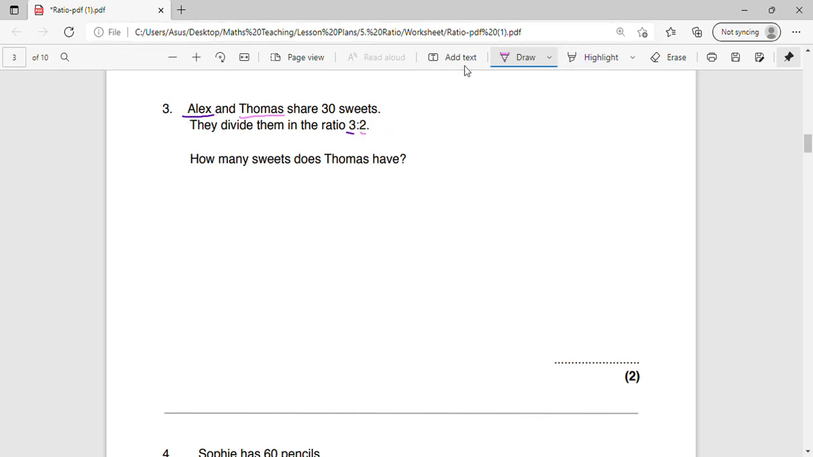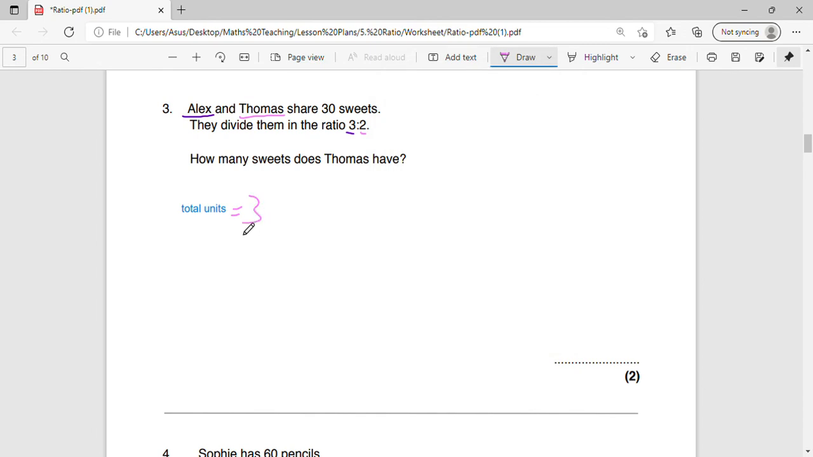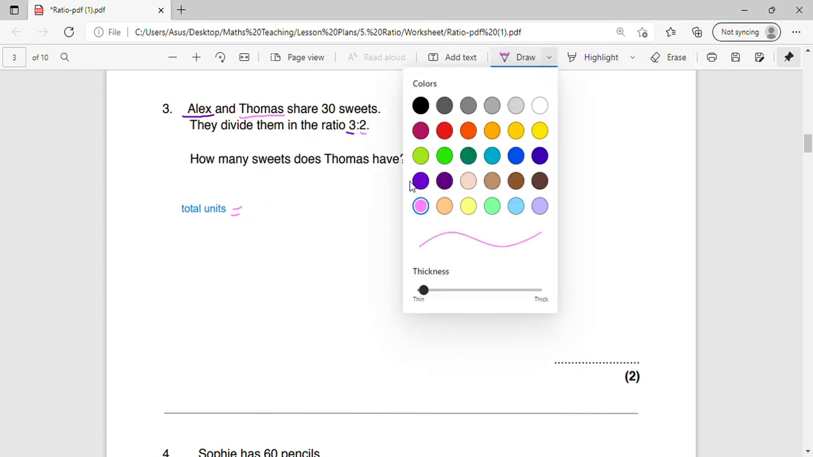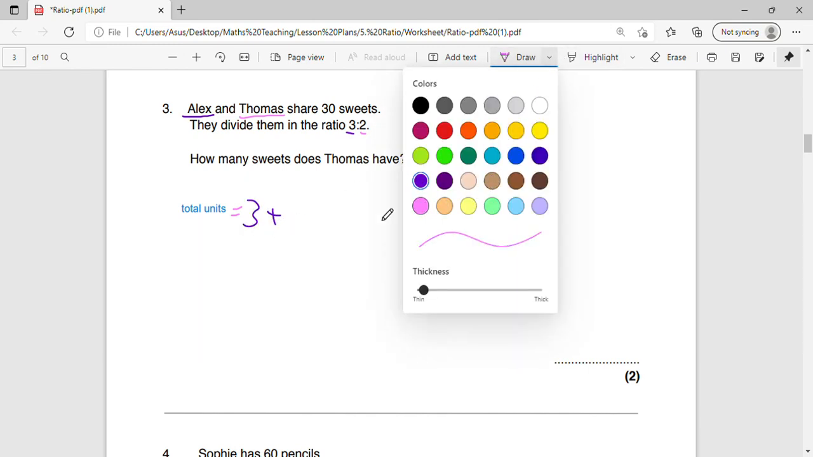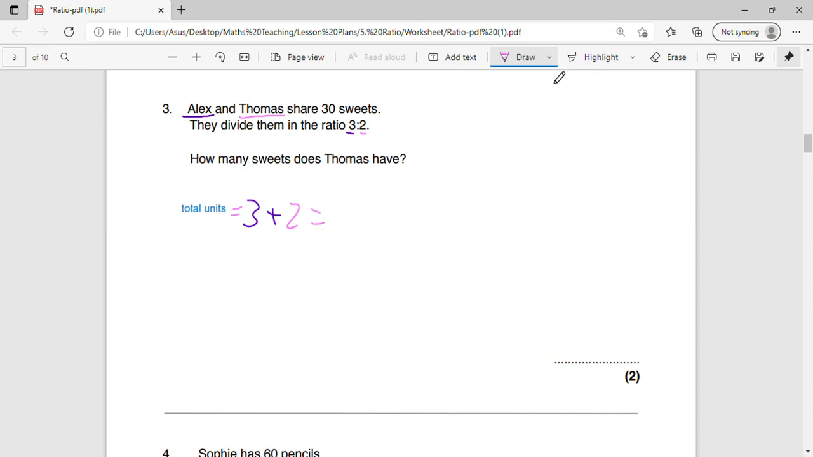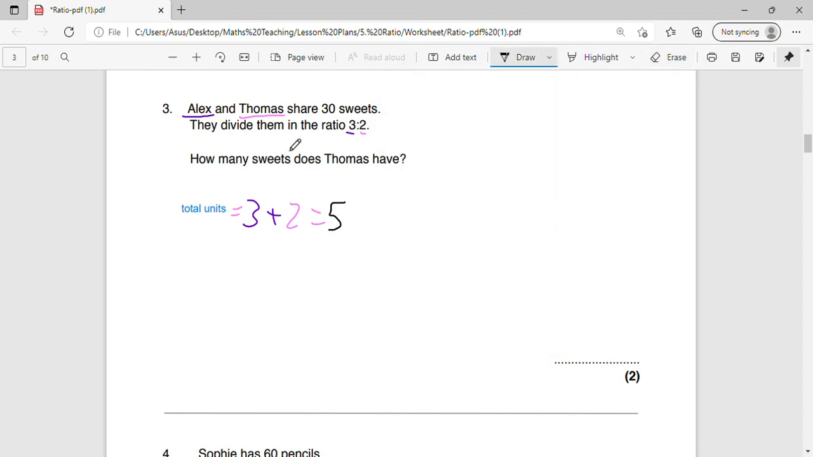So we need to find the total units. Alright, so what is the total units going to be? It's going to equal 3 plus 2, and it's going to have a total of 5. Total units is going to be 5.